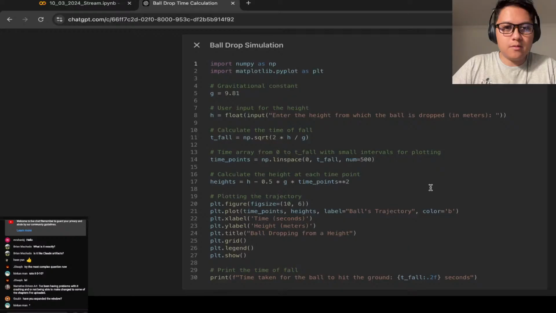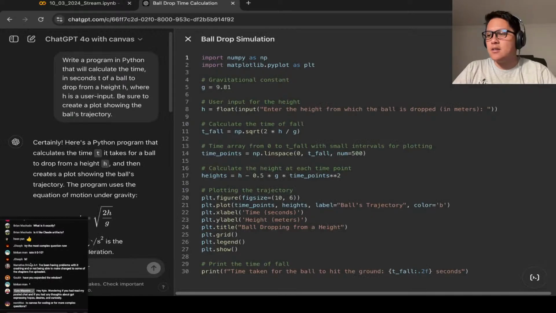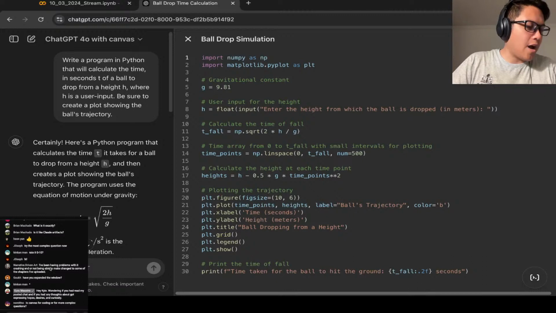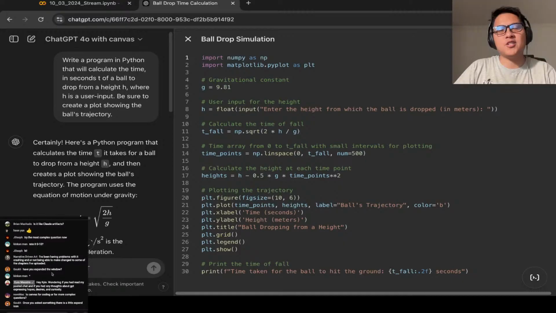Hey Kyle, wondering if you read any posted chat, if you had any thoughts about GPT expressing hopes, desires, and curiosity. Yeah, I mean, I don't really know what to make of it too much. It's interesting for sure. How much of that is actually genuine? You know what I mean? I don't associate it with feelings, if that makes sense.